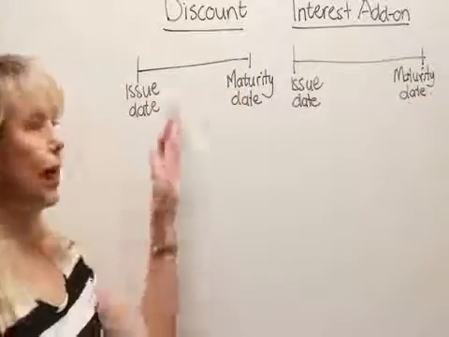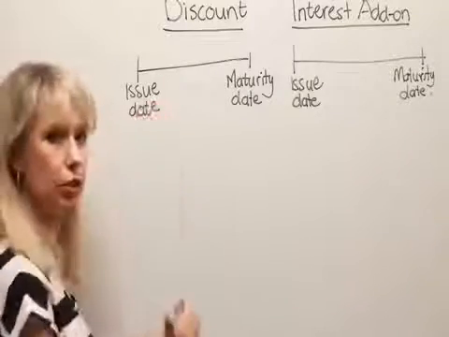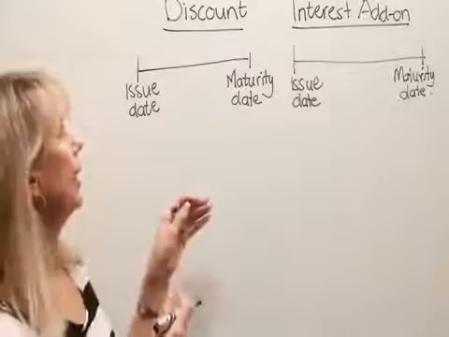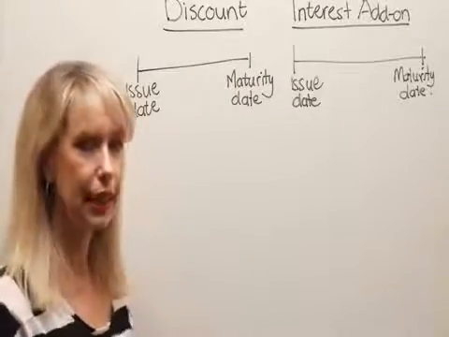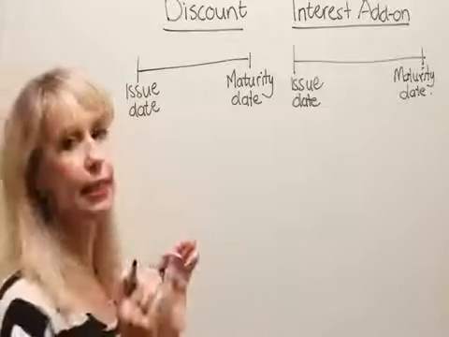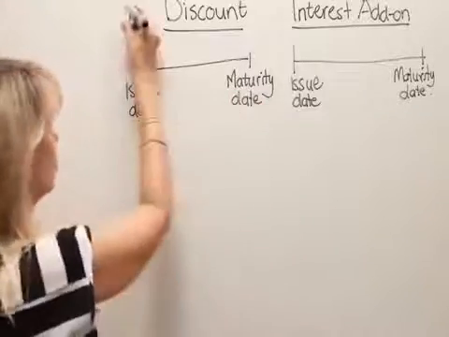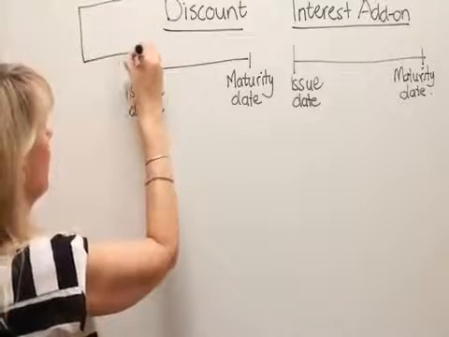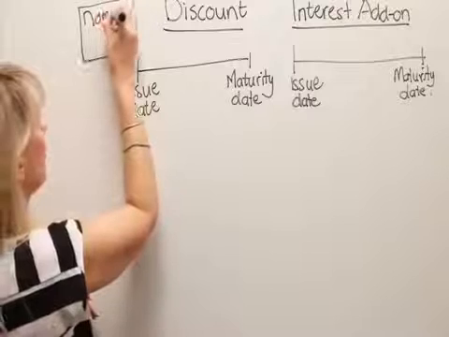Now if we look at a discount instrument, when it is issued, you are going to pay less than the amount that you will receive on the maturity date. That is why it is a discount instrument. Now first we have to look at what you will get on the maturity date. Every instrument will have a nominal value.